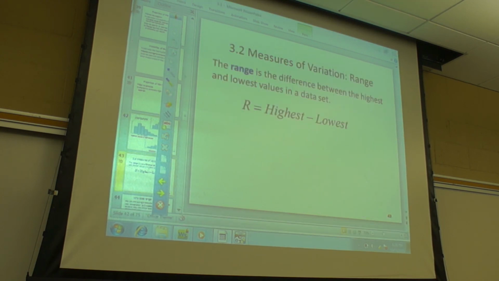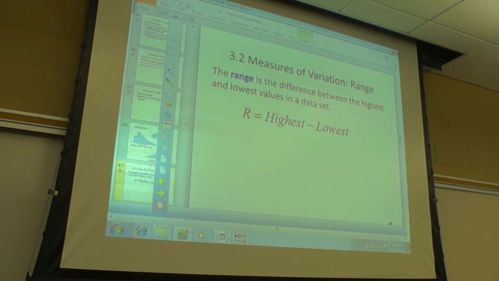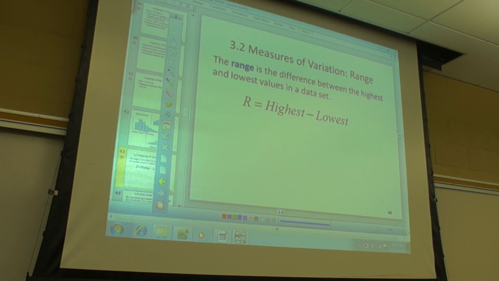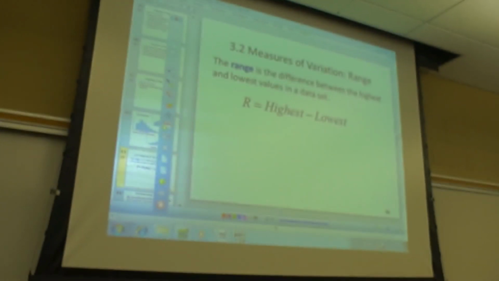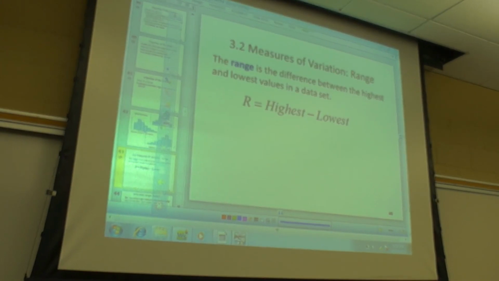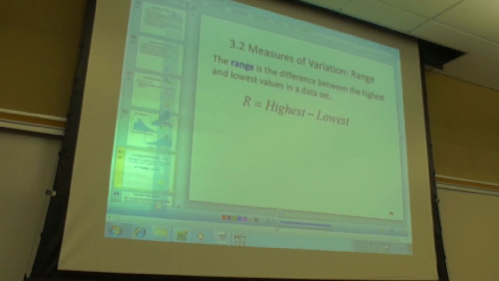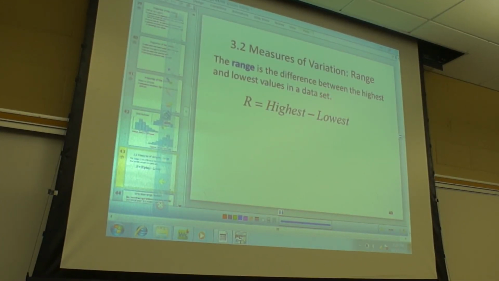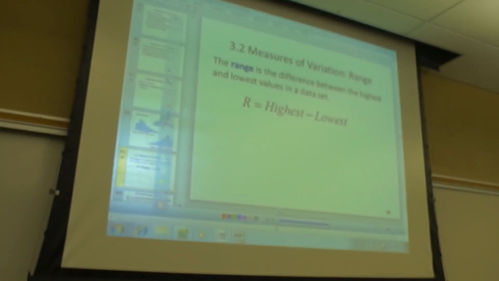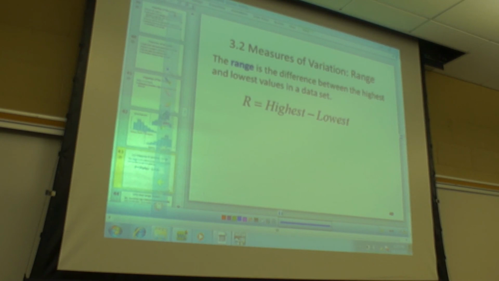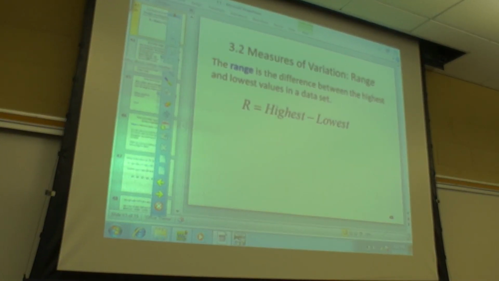All right, now we're on to 3.2, measures of variation. Range, why am I reading? Michaela, read for me. R equals highest minus lowest. Right. The range is the highest value minus the lowest value. Remember, we used the range earlier when we were looking in chapter 2 at how people talk about class widths.